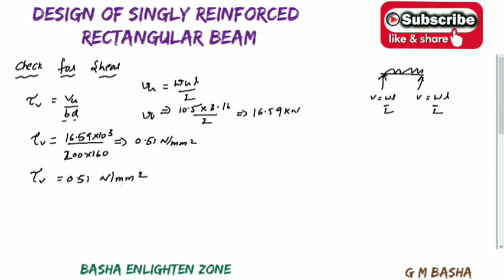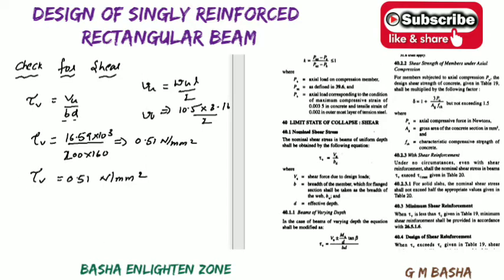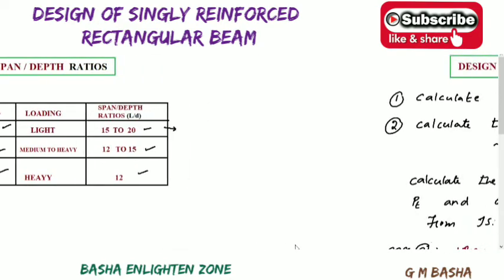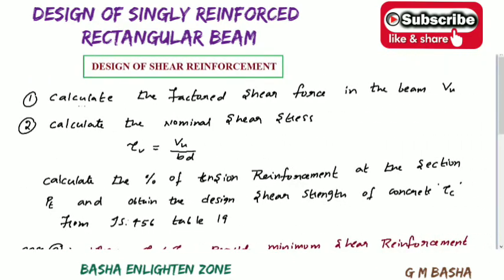Then your tau v, Vu by Bd, will be equal to 0.51 Newton per mm square. Then according to the conditions, read out the conditions. Here, before going to the design, I will show you some important note points for the shear reinforcement consideration. So, design of shear reinforcement. First calculate the factored shear force in the beam. Already we found here that Vu equals the sum of W into L by 2. And again, tau v will be equal to Vu by Bd.